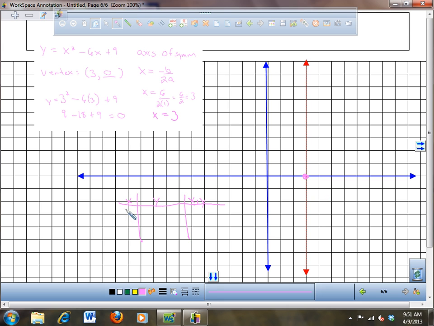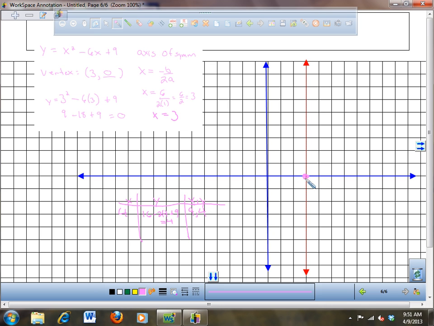Okay, so I'm going to plug in a point there, 4. When I plug in 4 in here, I get 16 minus 24 plus 9. What's that? Minus 8 plus 9 makes positive 1. So what that tells me is on this graph, I have a point 4, 4.